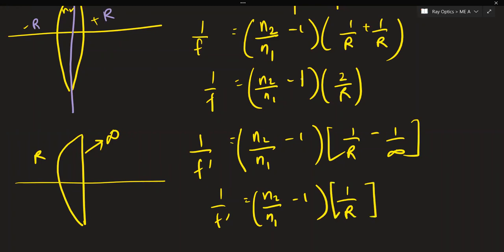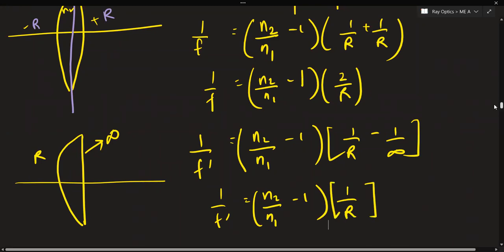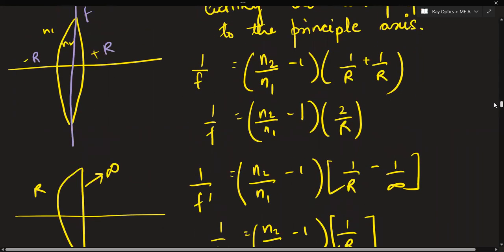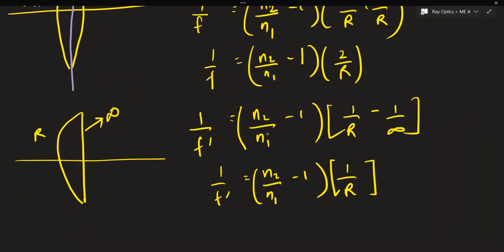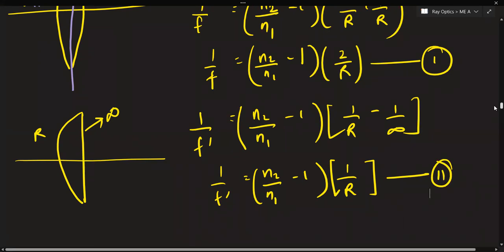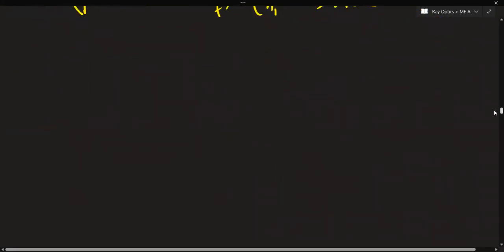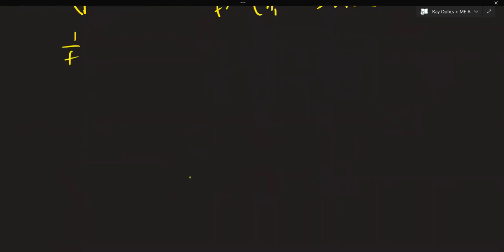Now you have two equations. Take the ratio of them. This is one equation for the focal length of the complete lens. And this is the second equation for the focal length of the cut lens. The lens is cut now. So see, 1 by F is equal to N2 by N1 minus 1.